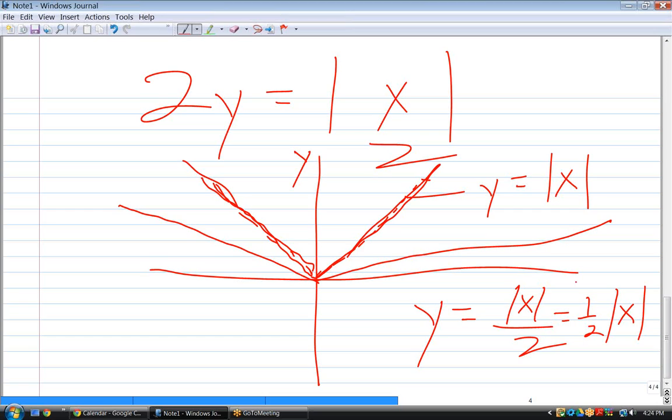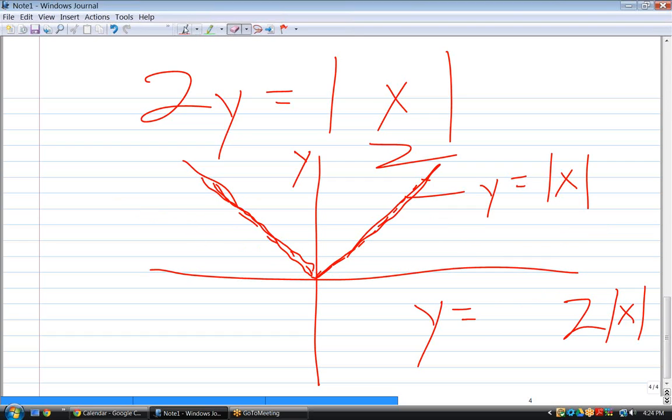If I had y equals 2 absolute value of x, now it gets skinnier. You should always be able to figure this out because it's intuitively obvious. If this is y equals absolute value of x, what if x is 2? Well, I know y is 2, right? Yeah. Now I'm saying y is equal to 2 times the absolute value of x. Now if x is 2, what is y?